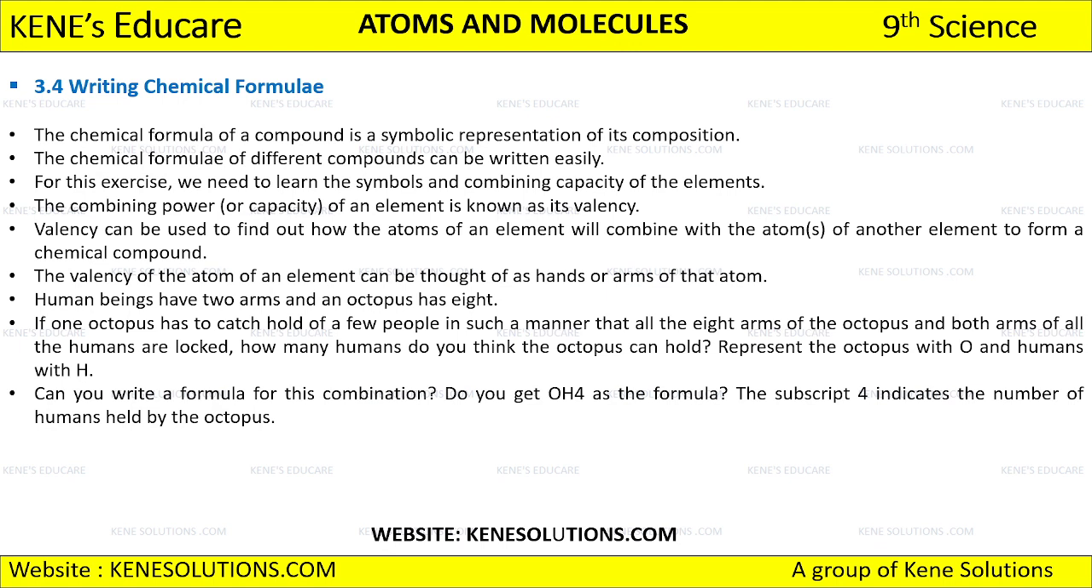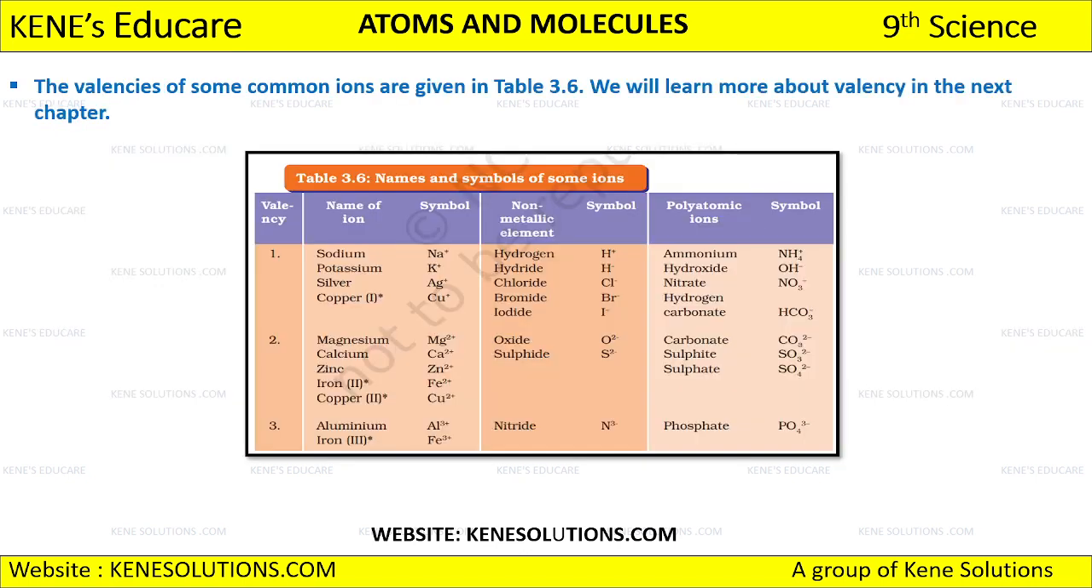After this, we will be discussing how to write the chemical formulae of different elements, molecules, and ions in detail. Then after that, we will be discussing the valencies of some common ions through this table. So we have the names and symbols of some ions which have been given. How do we exactly represent them?